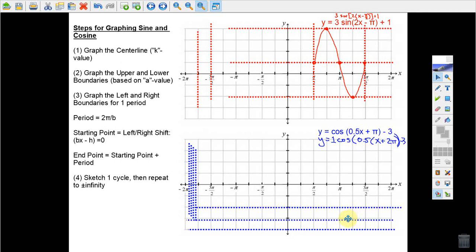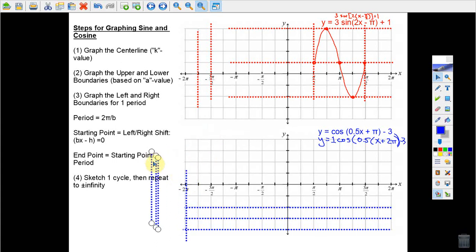Now we need to find our starting values. So a couple ways to do that. If we go with this method, we can see that we have shifted 2 pi to the left, and that our starting value would be at -2 pi. If we go with the original equation and we set it equal to 0, then we have 0.5x plus pi equals 0. We subtract pi from each side. Divide by 0.5. And we get x equals -2 pi, indicating that our graph has shifted 2 pi to the left. So again, either way is fine as long as you pay attention to how the equation is written and adjust your strategy accordingly.